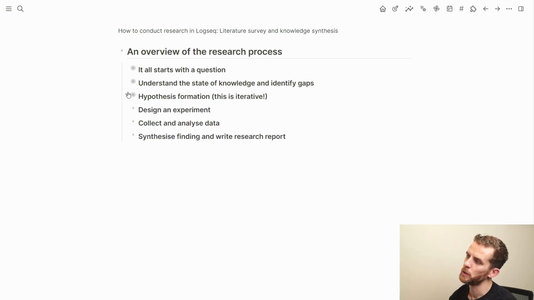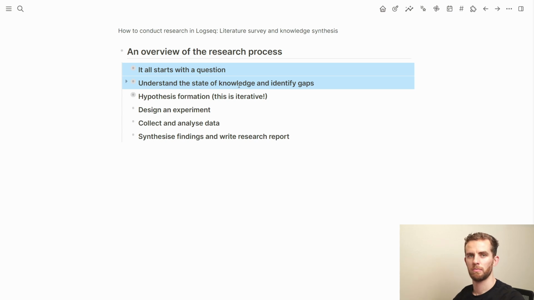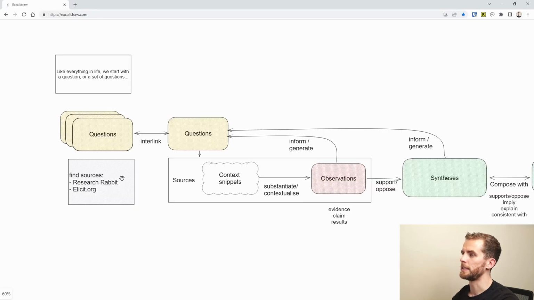Then the parts which we're not going to look at, well, we're not going to look at this hypothesis formation part, but typically in the research process, you design an experiment, you then collect and analyze that data, you then synthesize your findings, and write a research report. So I'm really going to be focusing on these two parts up here, which are the knowledge synthesis parts. So I'm going to go back to the diagram now, which is here.